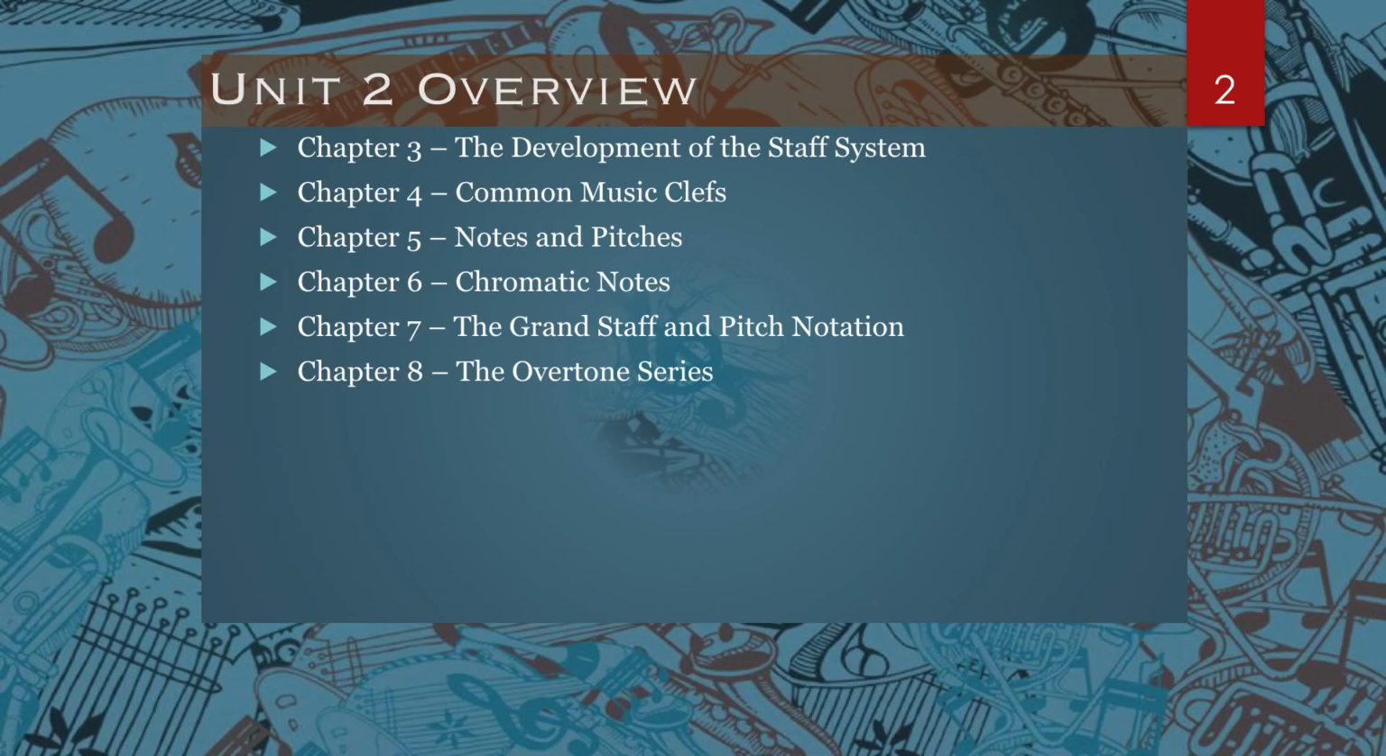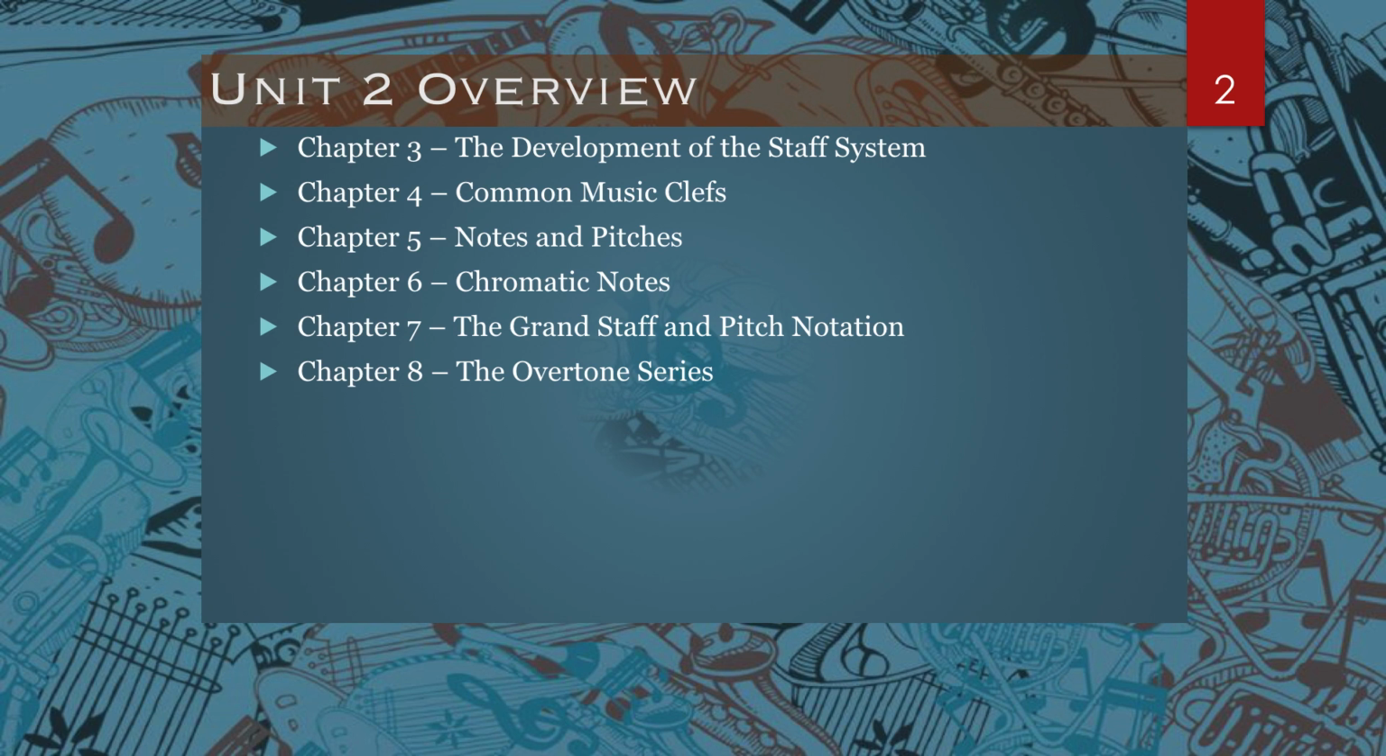So we'll begin in Chapter 3 with the development of the staff system. In Chapter 4, we're going to talk about the common music clefs that are used to indicate how high or low a pitch should sound. In Chapter 5, we get into the specific notes and pitches and how musicians read them. In Chapter 6, we talk about chromatic notes. And in Chapter 7, we get into the grand staff and pitch notation.